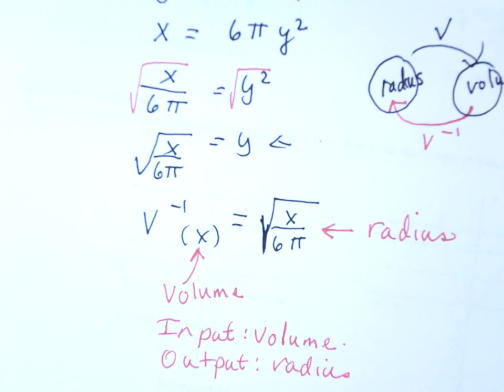So input's going to be volume, output's going to be radius. If worst comes to worst, draw a dang picture. That sometimes can help you answer the question: what's going to be your input, what's going to be your output.